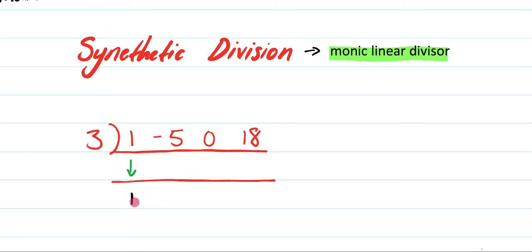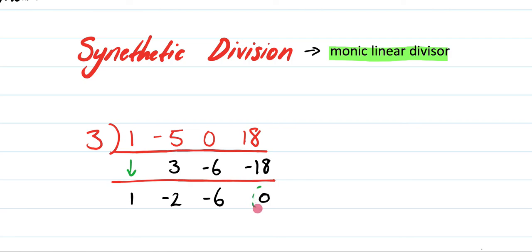Then I'm going to go 3 times 1 is 3. Then I'm going to go minus 5 plus 3 is going to be negative 2. Then I go 3 times negative 2 is going to be negative 6. Then I add these. Then I go 3 times negative 6 is negative 18. And then I add these. So as you can see, I'm multiplying, then adding down. So I went 3 times 1 is 3. Then I went negative 5 plus 3 is negative 2. 3 times negative 2 is negative 6. 0 plus negative 6 is negative 6. 3 times negative 6 is negative 18. So add, and then multiplying just like that to get your answer.